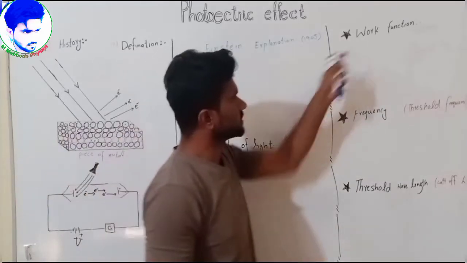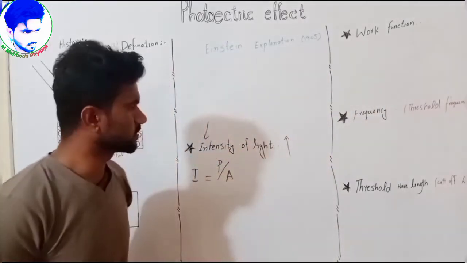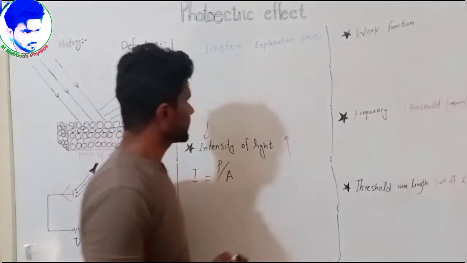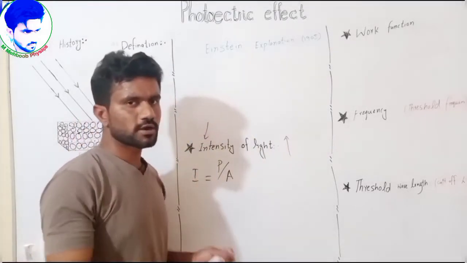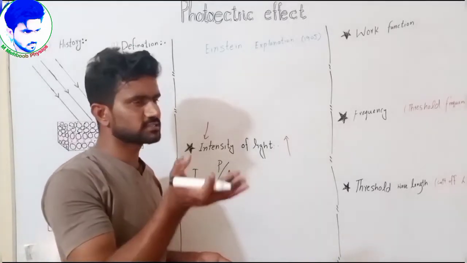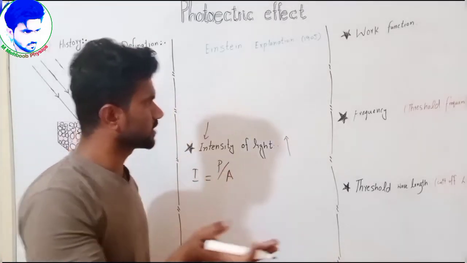Now, what is the work function basically? What is the work function? Work function can be defined as the minimum amount of energy required to eject an electron from the metal surface is said to be the work function.